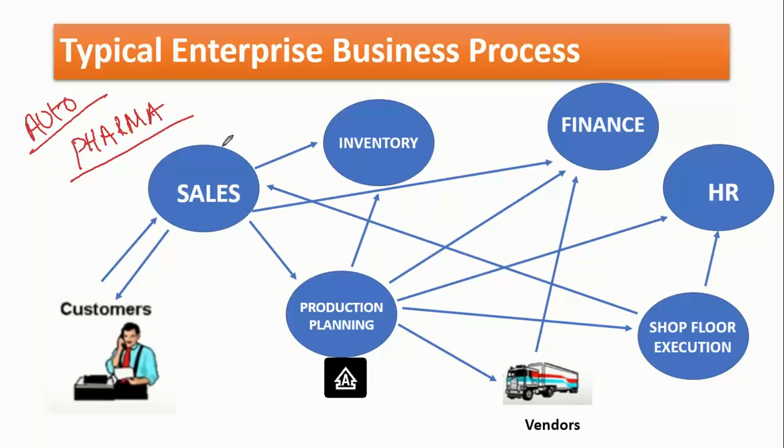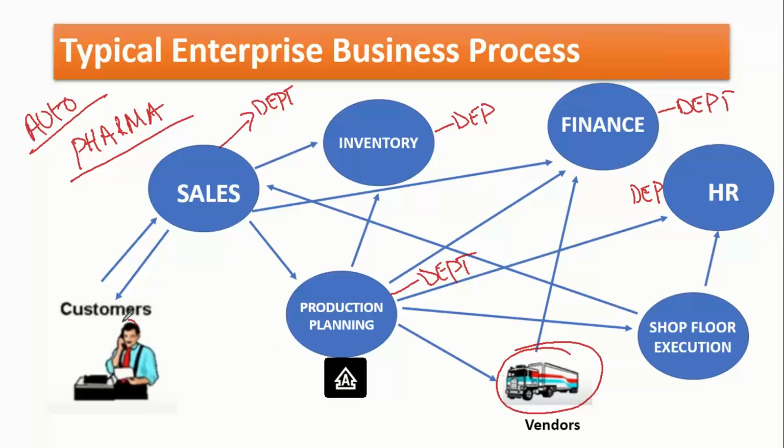What did you observe here? Here we can say it's a department. It is also a department, and this is also a department. And we have vendors, and we have the customer. These two are outside people, but still they're involved in our business, right? So what do you mean here? What's exactly happening? In any company, there are departments.